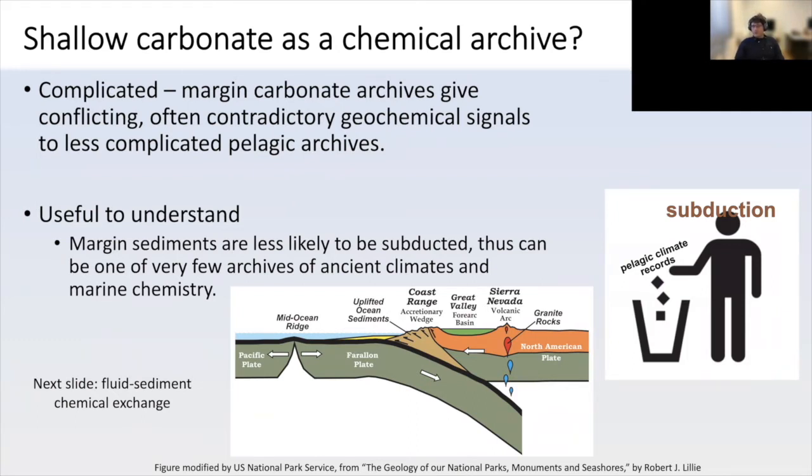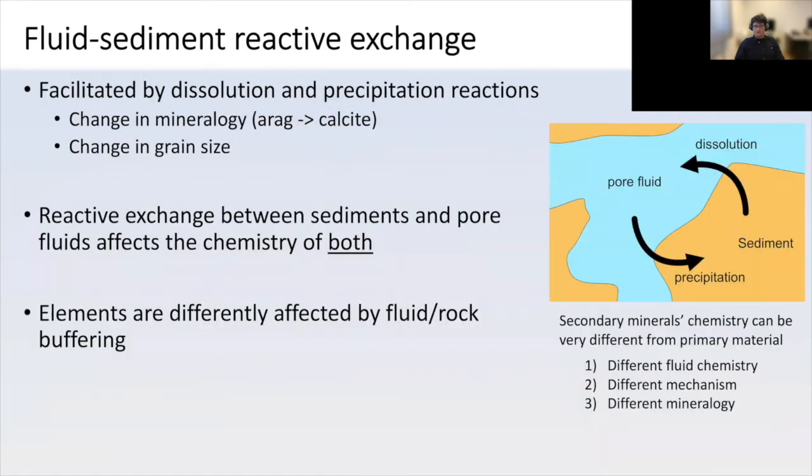So we're going to be focusing today on the fluid-sediment reactive exchange. So this is chemical diagenesis. And this is usually facilitated by the dissolution of one mineral and precipitation of either the same mineral or another. In this case, early diagenesis is often associated with the transition from aragonite to calcite. But deeper diagenesis can be driven by other factors, including differences in surface energy. You have a process by which you go from finer grain sediment to coarser grain sediment, ending in a limestone.